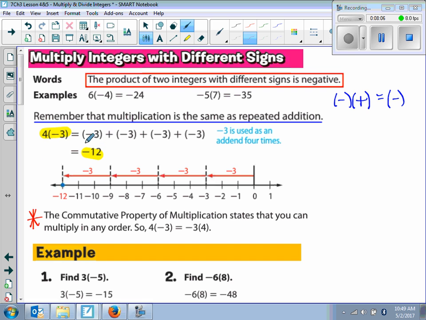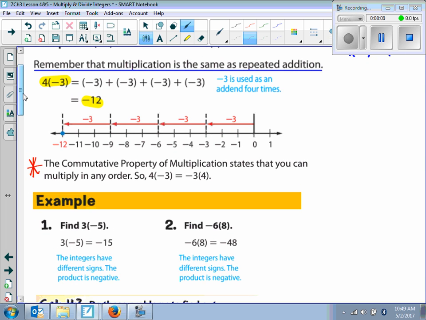You got it? All right. So, for example here, we have 3 times negative 5 and negative 6 times 8. So, what we're doing, we just figured out the rule, positive times a negative is equal to a negative. Here, positive times a negative, the answer is negative. And then you just multiply like normal. 3 times 5 is 15, the answer is negative. Same thing over here. 6 times 8 is 48, and because it's a positive and a negative, the answer is going to be negative. They have different signs, so the answer, after you multiply, is going to be negative.